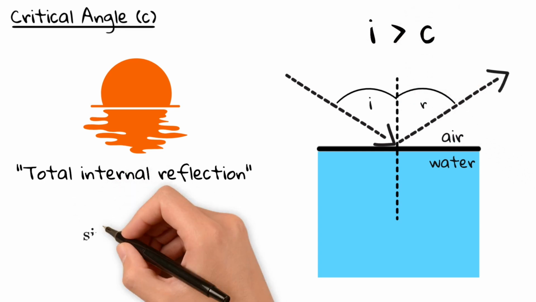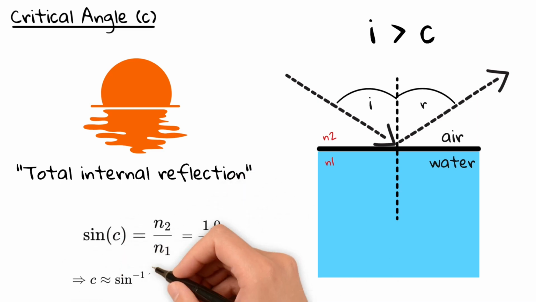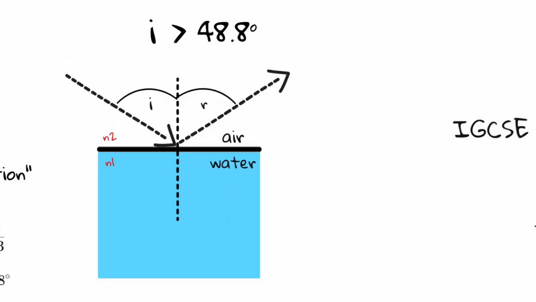To find the critical angle, we can use the following formula. Sine of the critical angle is n2 over n1, where n2 is the refractive index of air and n1 is the refractive index of water. Substituting these values, we find that the critical angle for a water-air boundary is 48.8 degrees. So if the sun shines on the water surface at an angle of greater than 49 degrees, it will reflect off it.